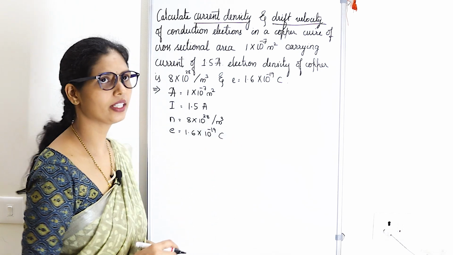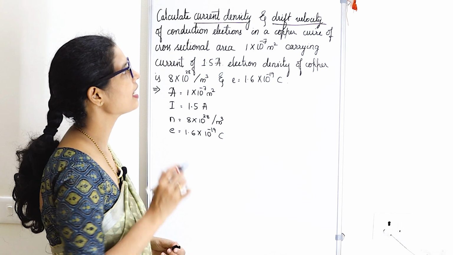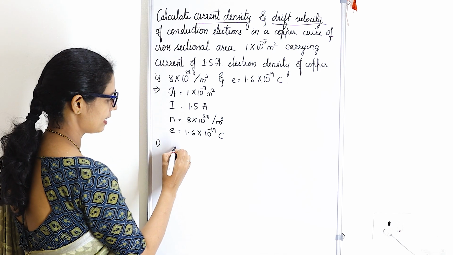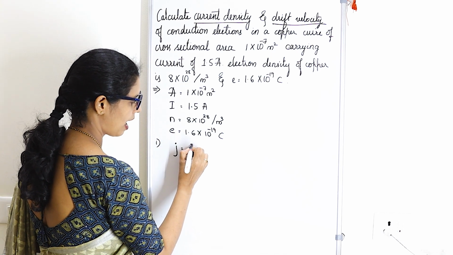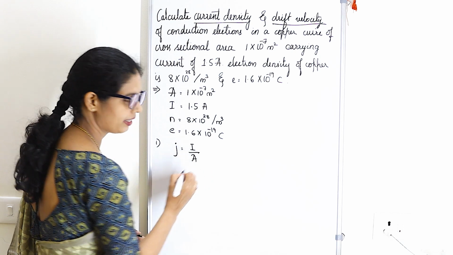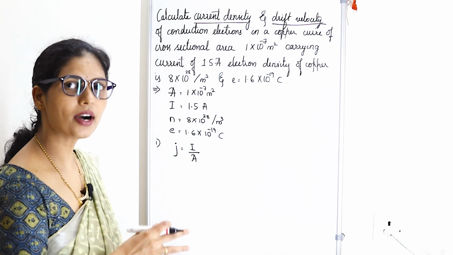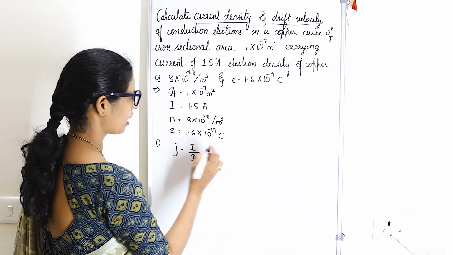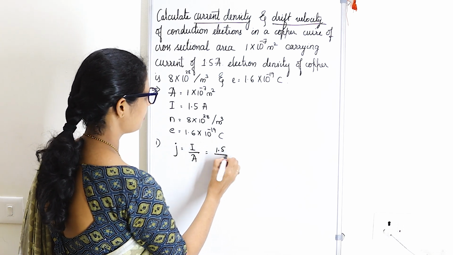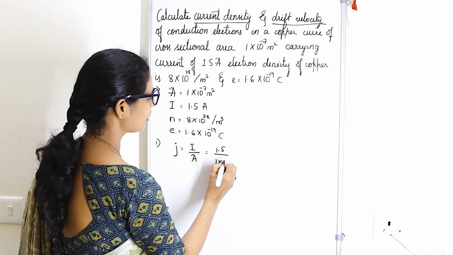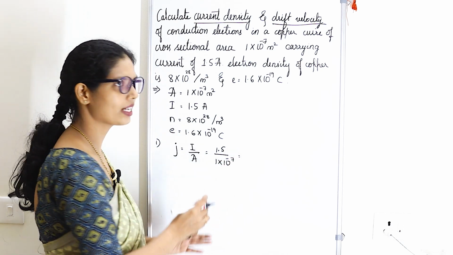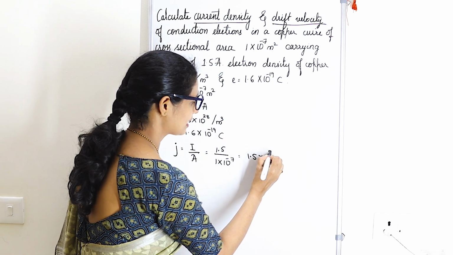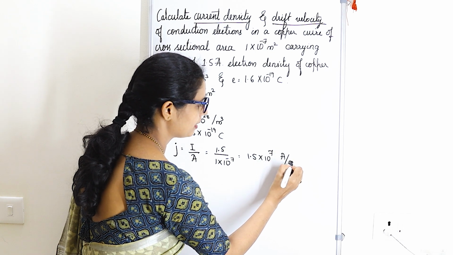Okay, so first what do you need to find out? You need to find out current density, and then you need to find out the drift velocity. So what is the formula for current density? Current density is J equals to I divided by area. Current flowing through the conductor per unit area is current density. So the current density equals to current is 1.5 divided by area is 1 into 10 to the power of minus 7. So you don't have to calculate here, you can directly write 1.5 into 10 to the power of 7 ampere per meter square.